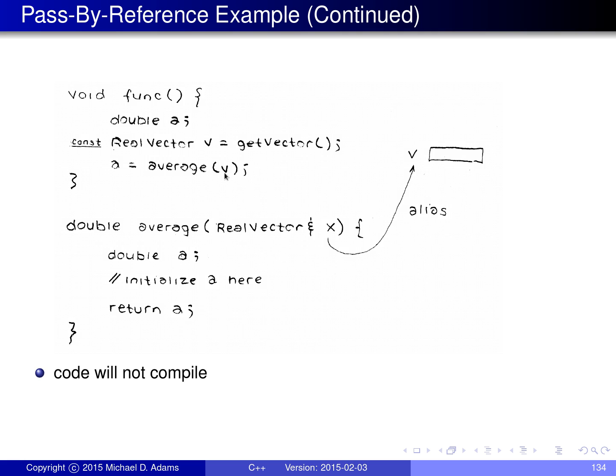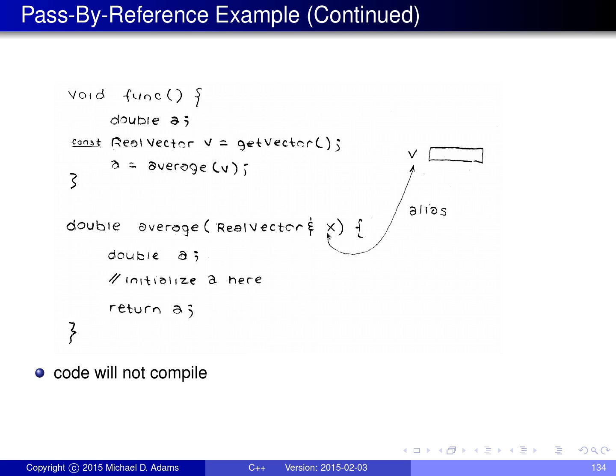Now let's see what happens if we actually try to call this function average. In other words, if the compiler let us do this, what would this imply? Well, when we call the function average, we're passing by reference because we have this ampersand here. So x is an alias or nickname for v. In other words, x and v are the same variable because one is an alias for the other. But this is where the problems arise, because notice that x is a reference to something we're allowed to change. In other words, x is a reference to a real vector, not a reference to a constant real vector.